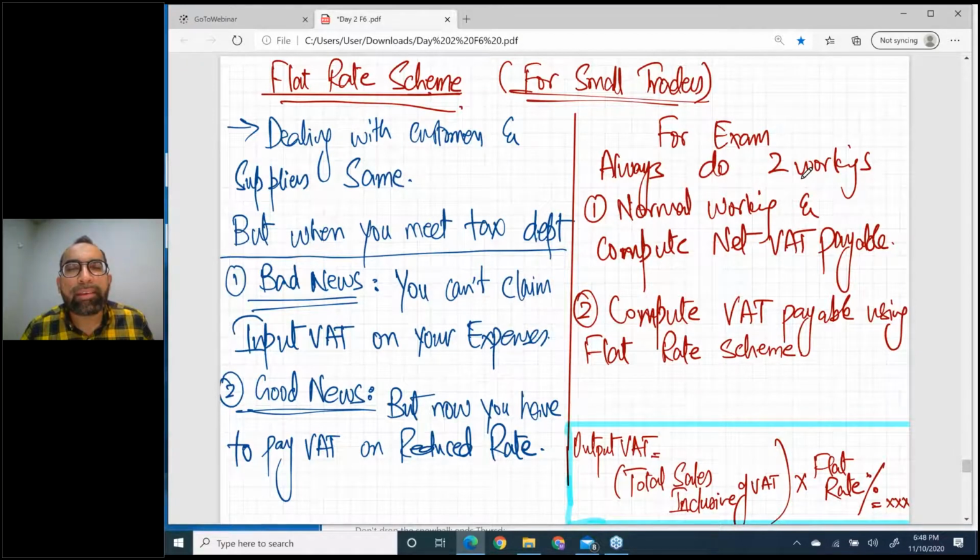But there is good news as well. And what is the good news? The good news here is that the output VAT you collected from your customers is 20%, but you return it to the government at a lesser rate. So you are keeping something in your pocket, which is the compensation for input VAT.